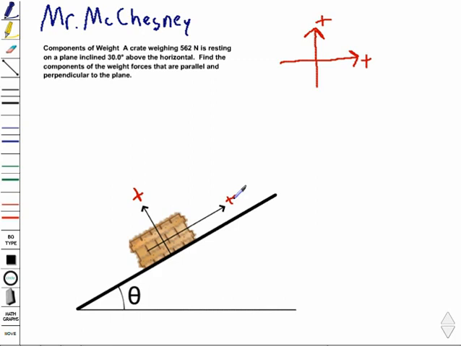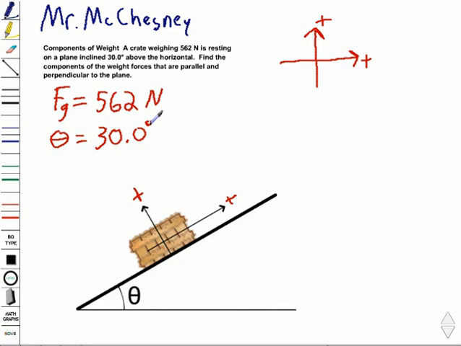And I want to write out what I know to start. So: a crate weighing, and we're going to use the symbol F sub g for the force that's due to the crate's weight. A lot of textbooks might use the letter W, but that can cause some confusion later on when you're talking about work, which is also W, or watts, or the unit west. So we want to use F sub g. And we've got an angle, which we'll call the Greek letter theta, is 30.0 degrees.